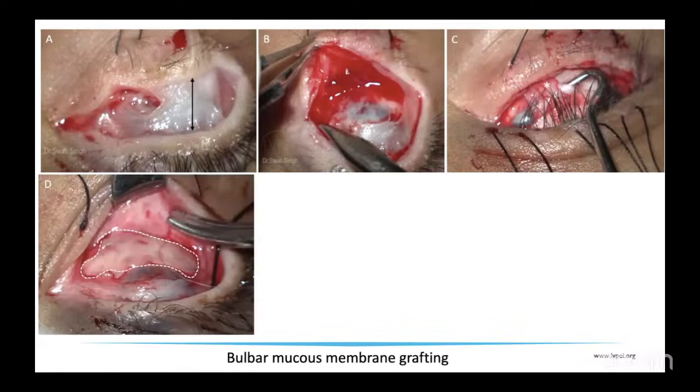So in these cases, we anchor the graft onto the recti. Here you can see the marked area where I have placed a mucous membrane graft on the bulbar surface, anchored to the underlying sclera with 7-0 or 8-0 Vicryl sutures, as well as to the underlying recti muscle.